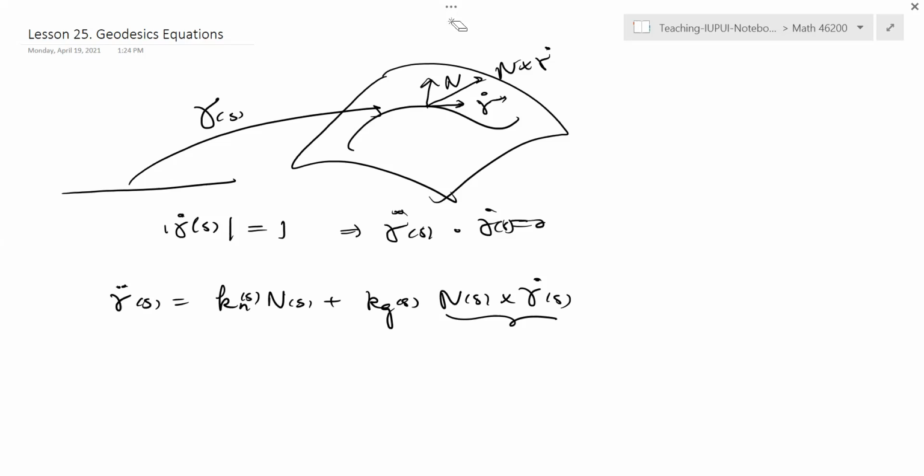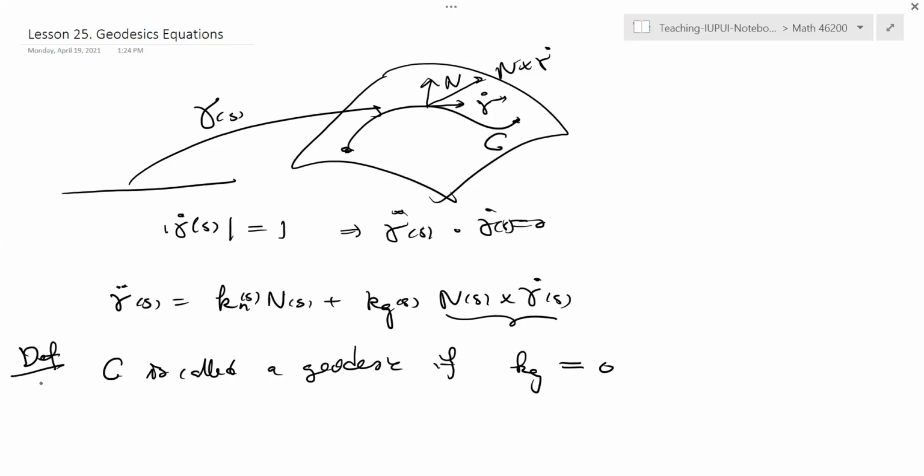There's another point here. Given a curve on the surface, there is essentially only one parametrization that uses arc length. If we start from a point here at s equals 0, then this gamma is unique. So the curve C is called a geodesic if the geodesic curvature is always 0 along this curve. That's the definition.